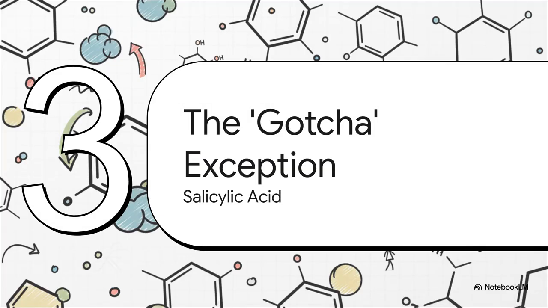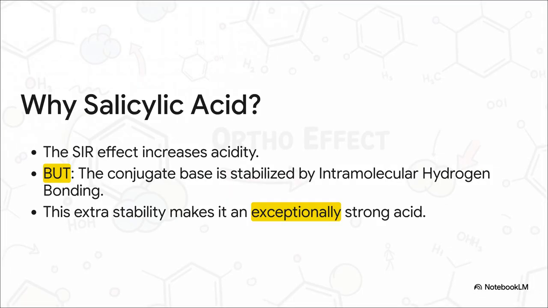Now, just when you think you've finally got it all figured out, chemistry loves to throw one last gotcha moment at you. There is an exception to the exception, and its name is salicylic acid. So what's the deal here? Salicylic acid has an OH group at that ortho position. So yeah, the SIR effect is definitely active, which helps make it a strong acid. But it has a secret weapon.